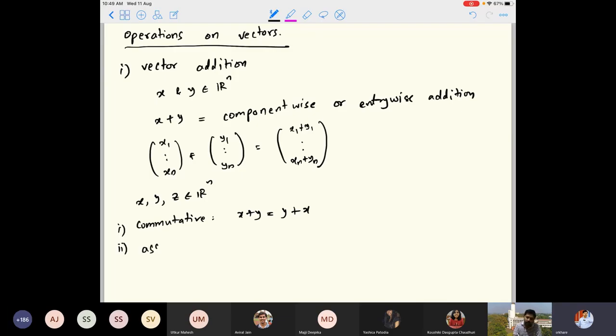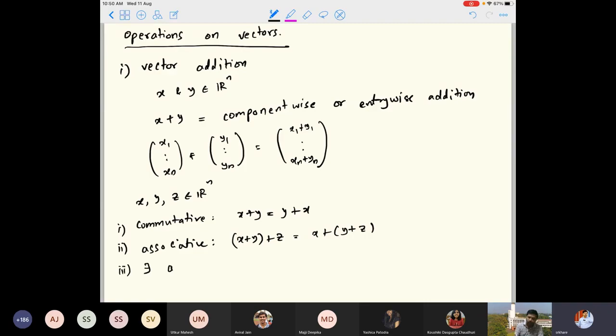The second property is associativity. Vector addition is associative. What does that mean? The order in which you add does not matter. If you want to add three vectors x, y, and z, whether you add x and y first and then add z to it, or you add y and z first and then add x to it, it doesn't matter. The result is the same. That is something that can be noted.